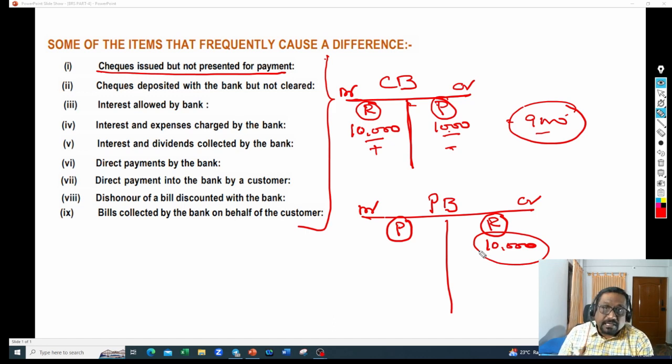Because these checks I recorded immediately as soon as I issued them to the suppliers, but the supplier did not go to the bank, because of which the banker did not make the payment. So he did not record. So while preparing the reconciliation, if this is the situation, I will see the difference between the balances. This is one of the reasons why our balances will not tally.